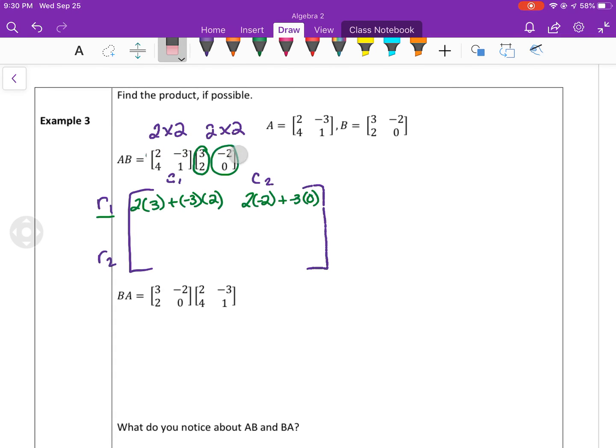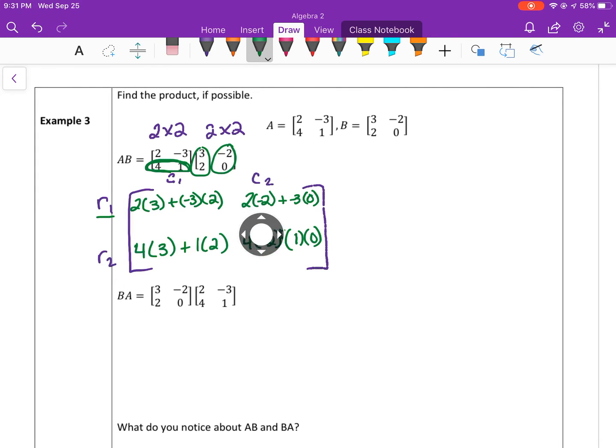Now we're done with the first row, so then we go to the second row. Now you take the second row times the first column. So that's going to be 4 times 3 plus 1 times 2. So you take the two products and then you add them together. Then you take the second row and the second column, and that'll be 4 times negative 2 plus 1 times 0. And since that's the second row and the second column, it goes in the second row, second column spot right there. And then we do the addition.